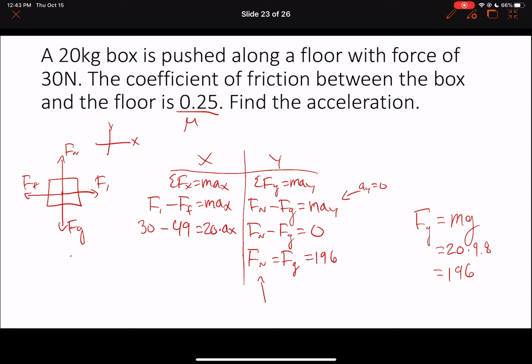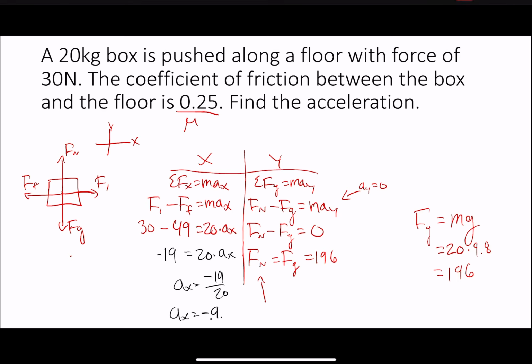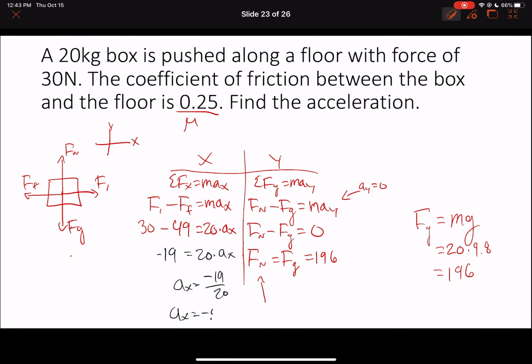That means 30 minus 49, which is negative 19, is equal to 20 times AX. AX equals negative 19 over 20, which I don't know what that is. Let's go ahead and put in the calculator. AX equals negative 0.95. Which should make sense because our frictional force is bigger than our applied force, and so we should be slowing down. We should have a negative acceleration.